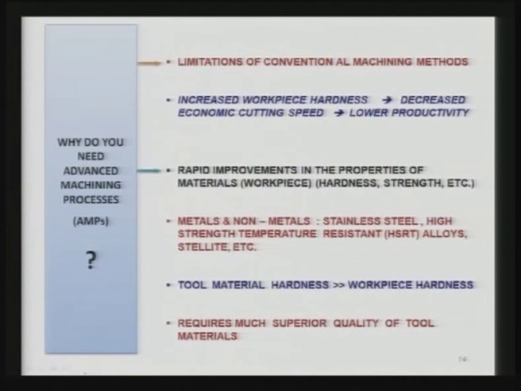Metals and non-metals such as stainless steel, high strength, temperature resistant alloys or super alloys, stellite, etc. How to machine them is again a problem by conventional methods. The basic requirement of conventional methods is that tool material hardness should be much higher than the workpiece hardness. So, the requirement of much superior quality of the tool material comes into picture.